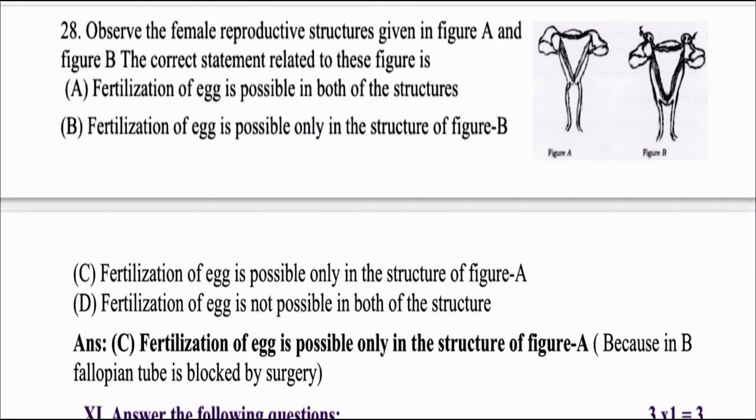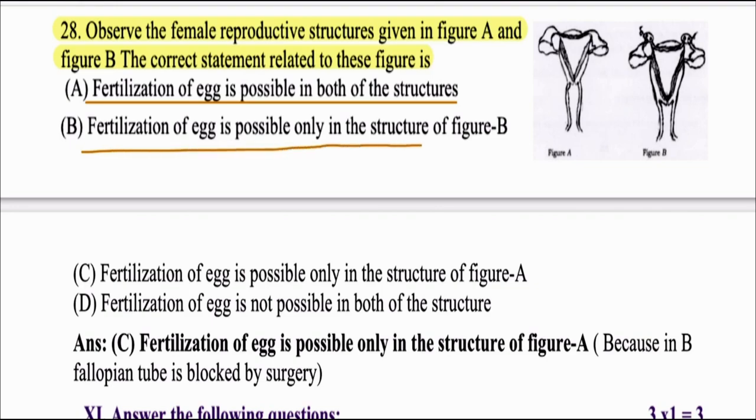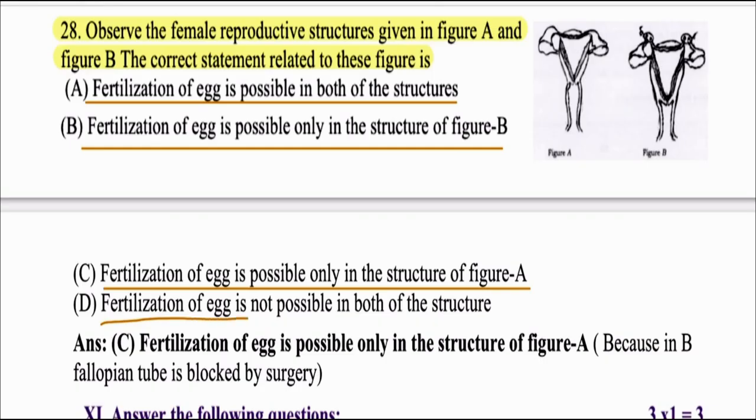Next, question number 28. Observe the female reproductive structures given in figure A and figure B. The correct statement related to these figures is option A, fertilization of egg is possible in both of the structures. Option B, fertilization of egg is possible only in the structure B. Option C, fertilization of egg is possible only in the structure of figure A. And option D, fertilization of egg is not possible in both of the structures.